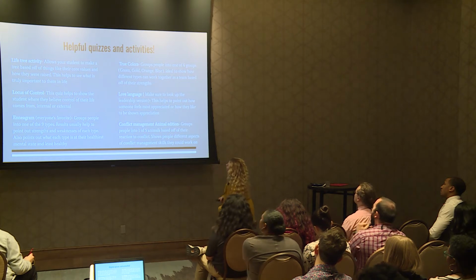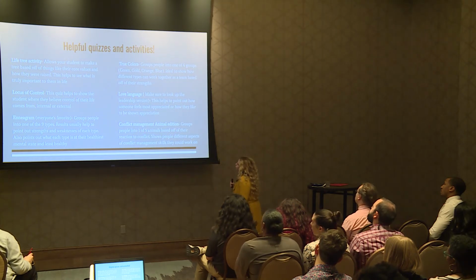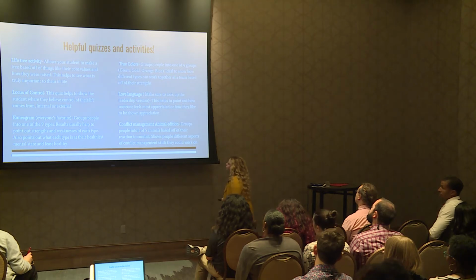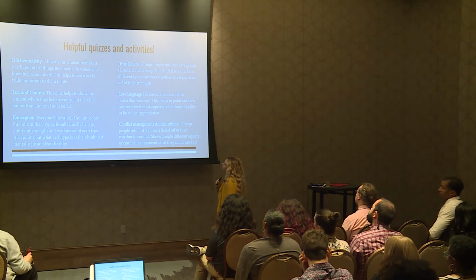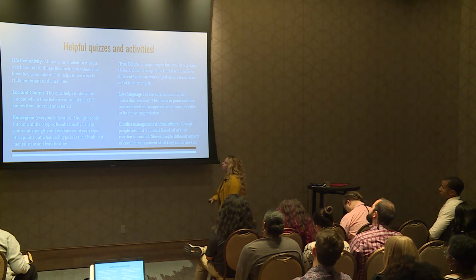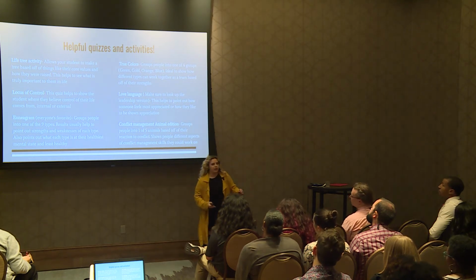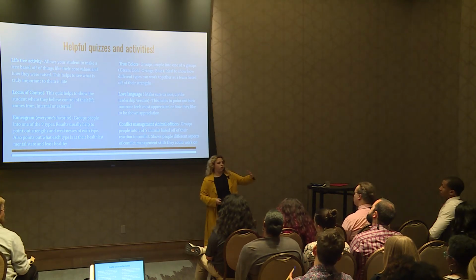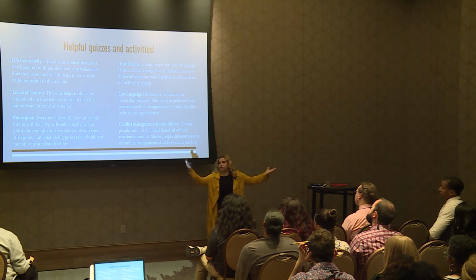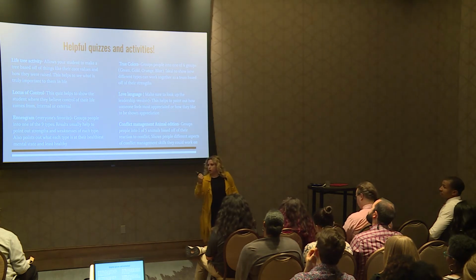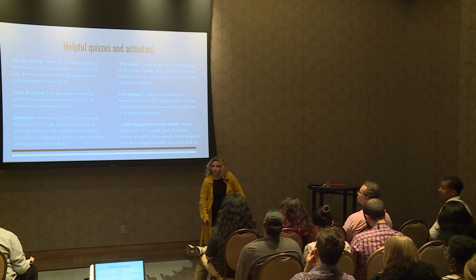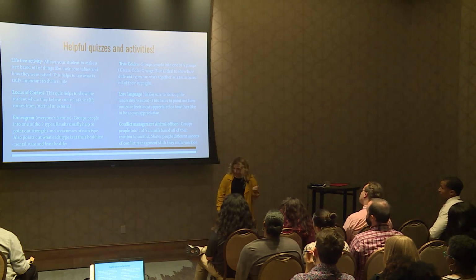And then lastly, the conflict management animal edition. This groups people into 1 to 5 animals based off of their reaction to conflict. This shows people different aspects of conflict management skills they could work on. So there's a few different animals, but on the scale, at one end there's a turtle, and the other end there's a shark. A shark is very aggressive and dominant when it comes to conflict, and a turtle hides in their shell.